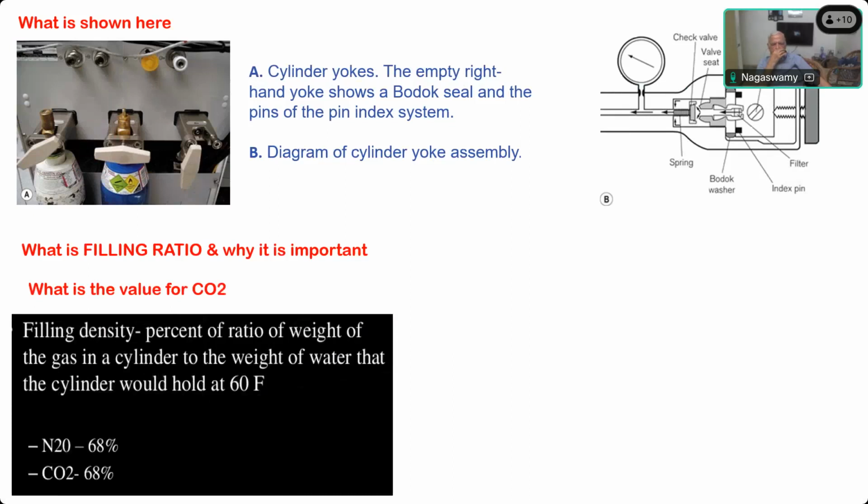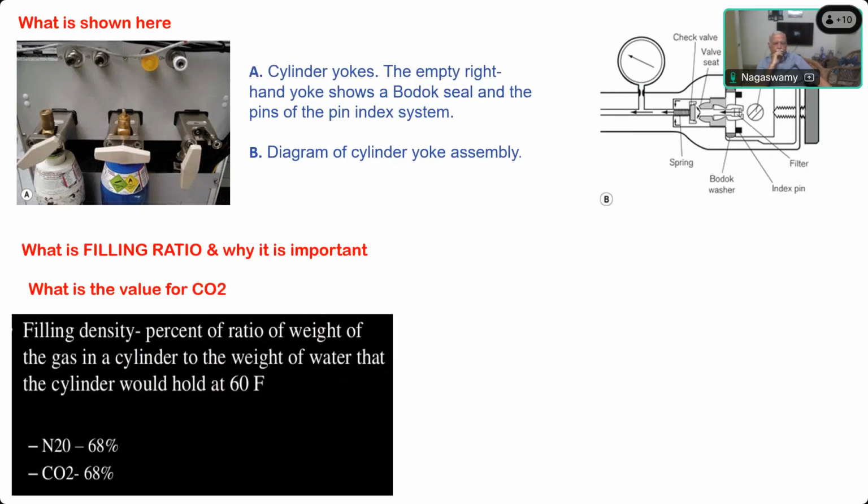The filling density or percent ratio is the weight of the gas in the cylinder to the weight of water that the cylinder would hold at 60 degrees Fahrenheit. So it is only for liquid gases which are stored in liquid form. There, only the filling ratio or filling density is important.